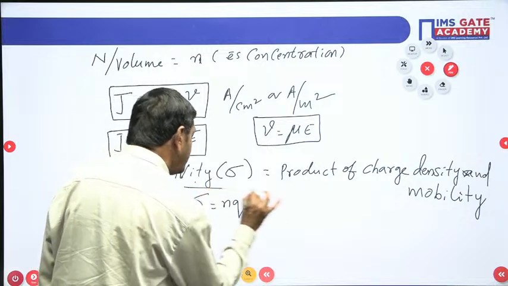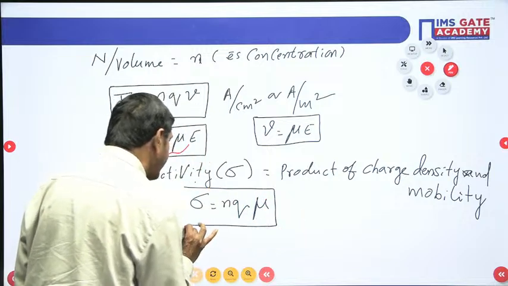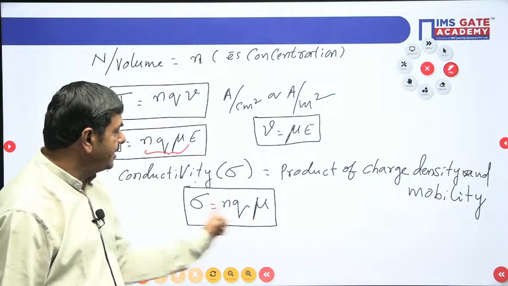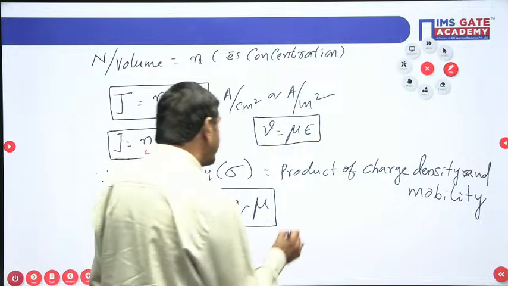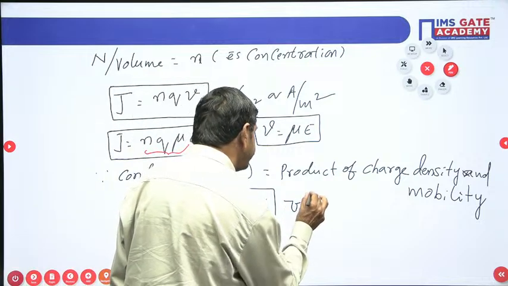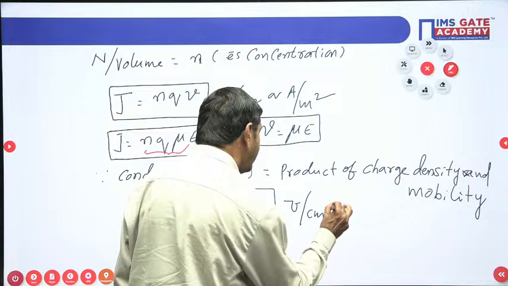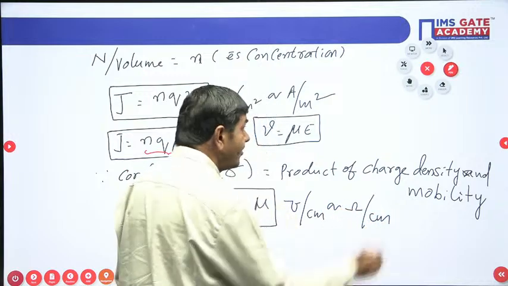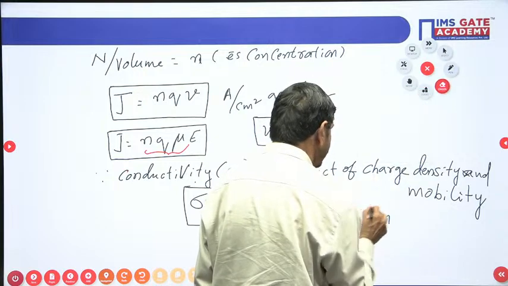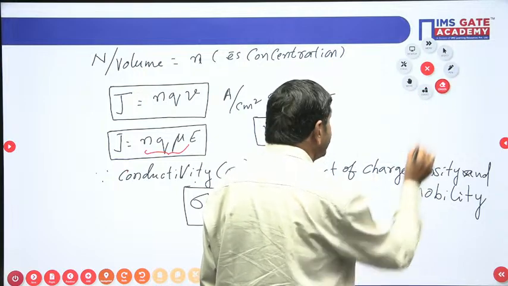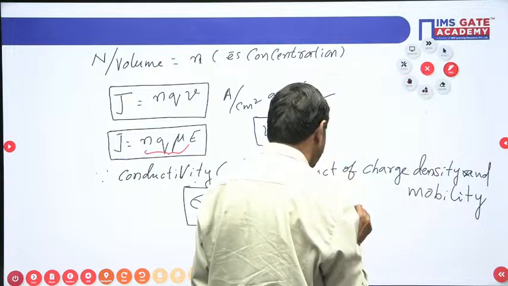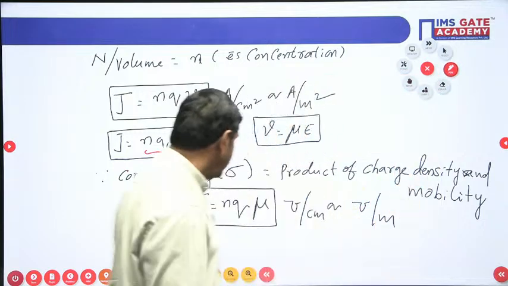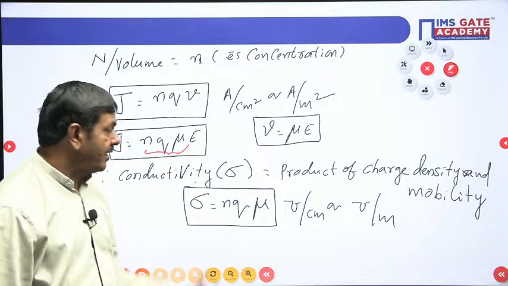Yes, you can use this formula to find out the conductivity. Conductivity is calculated by this formula. What units can you give? Mho per centimeter or ohm per centimeter is also acceptable. Sorry, mho per meter is also allowed. So, if you want to find the conductivity, you use this formula.